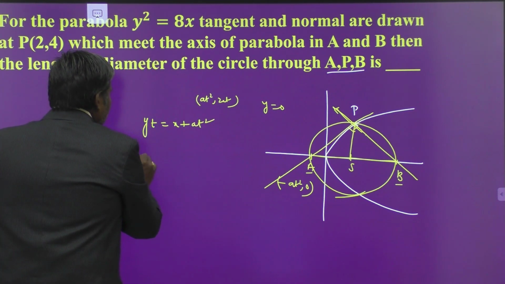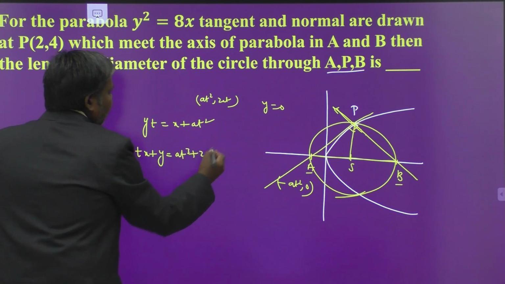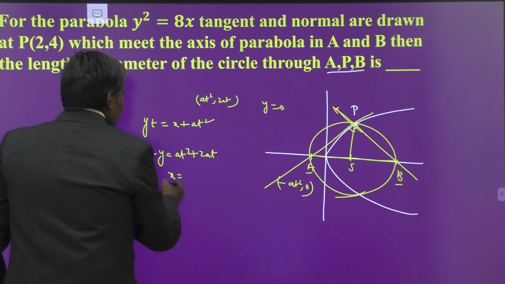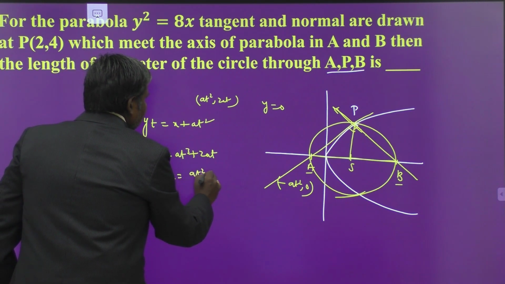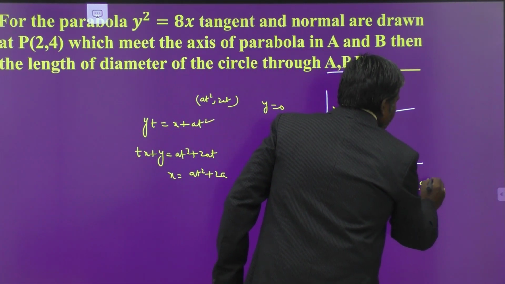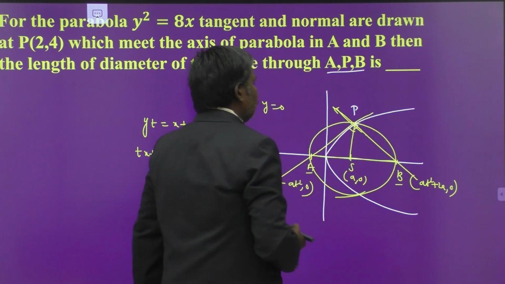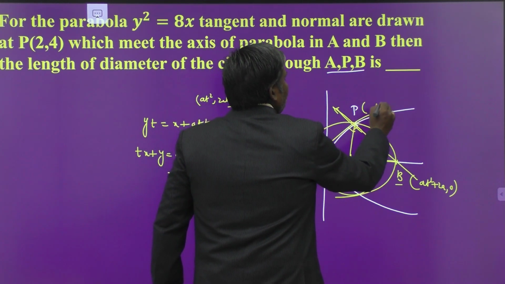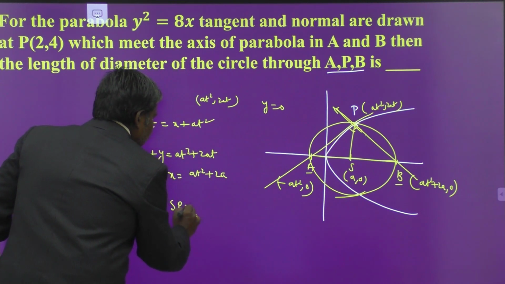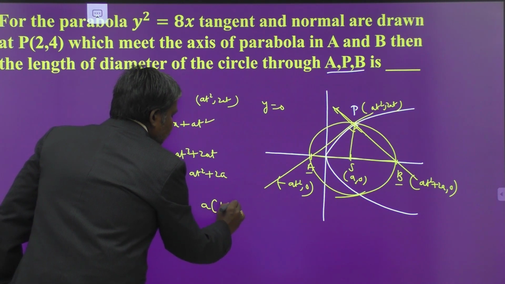What is the normal at T? tx + y = at³ + 2at. Again put y equal to 0 here itself. The x value is what? at² + 2a. The coordinates of B are (at² + 2a, 0). What are the coordinates of S? (a, 0). P is what? (at², 2at). What is SP? Focal distance. SP is equal to x1 + a, that is at² + a, that is nothing but a into 1 + t².